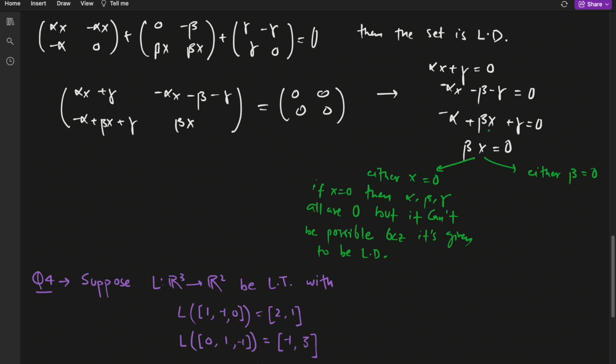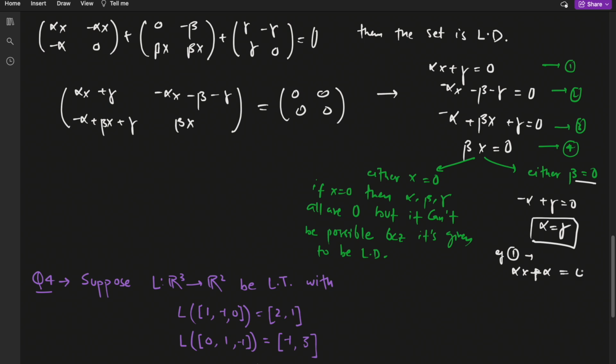Okay, so if beta is 0, then let's check equation 3. So this is equation 1, equation 2, equation 3, and equation 4. All right. Now we have proven that beta is going to be 0 and x cannot be 0. So if beta is 0, from equation 3, we get minus alpha plus gamma equals 0. So that means alpha equals gamma, right? Now, if we place gamma equal to alpha in equation 1, this becomes alpha x plus alpha equal to 0, and this becomes alpha times (x plus 1) equal to 0, right?